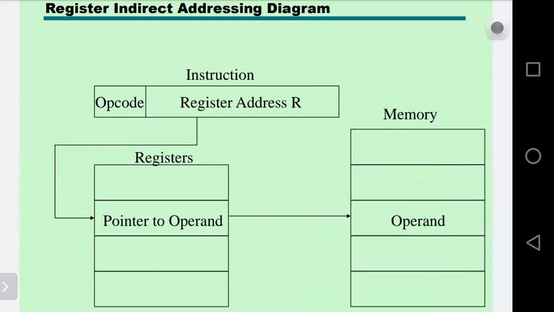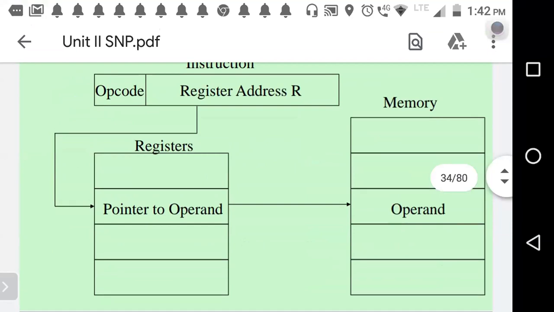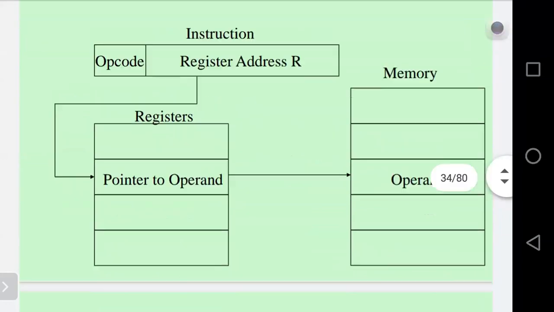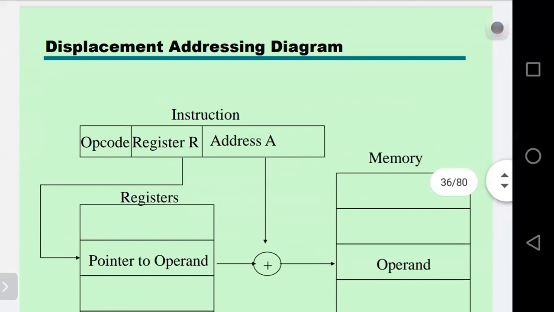How is it register indirect addressing? Because in the instruction there is an address. The address points to the register, and the register points to the operand, and that operand is stored in the memory. So the register is pointing to the memory. That's why we can say it is register indirect addressing, because a register is used over there.